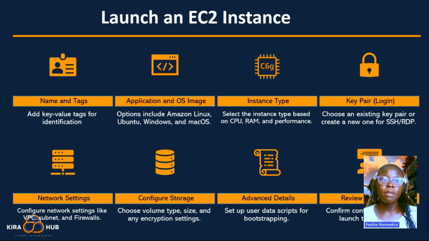How do we launch one? So the first thing that we get started with is the name and tags. Begin by naming your server clearly for identification. And tags are key value pairs to help us organize our AWS resources. For example, the key could be environment. Which environment does this EC2 instance belong to? Is it prod? Is it dev? Is it a test?